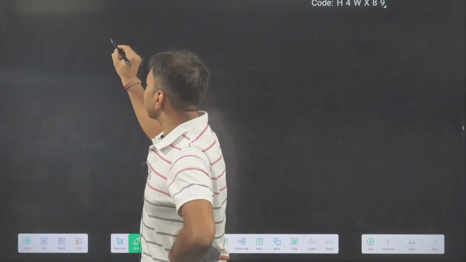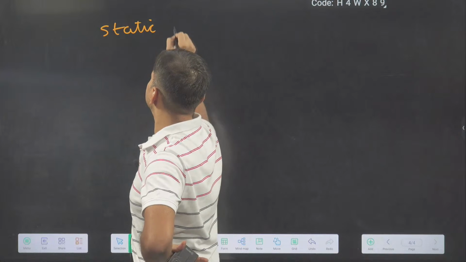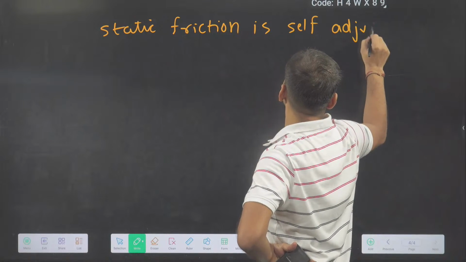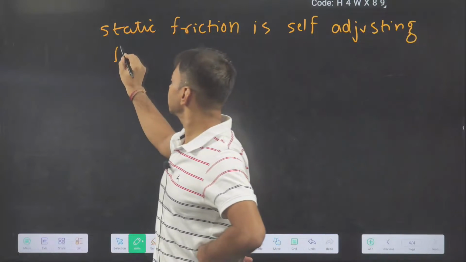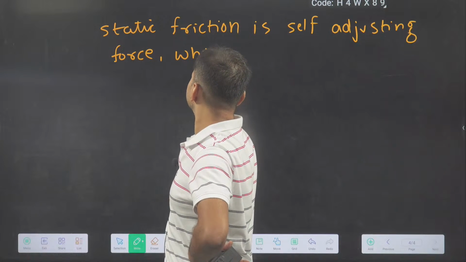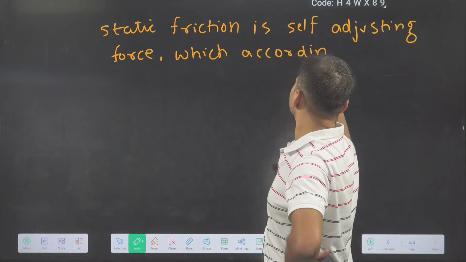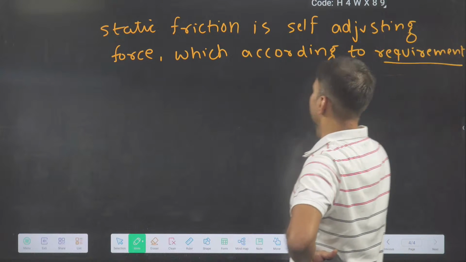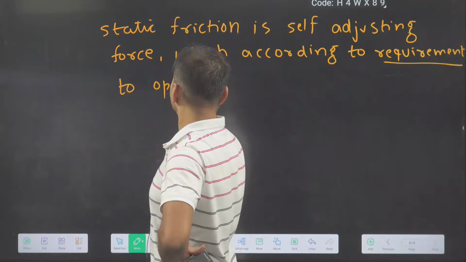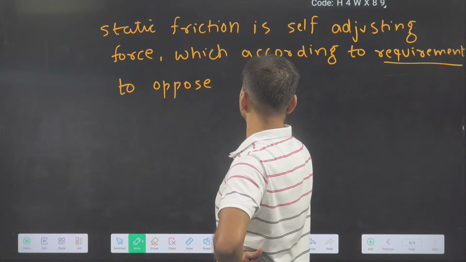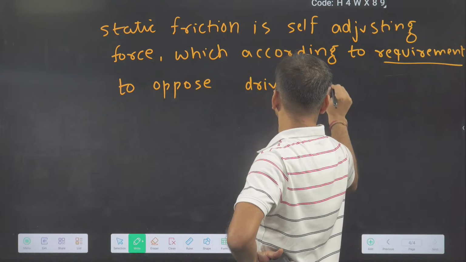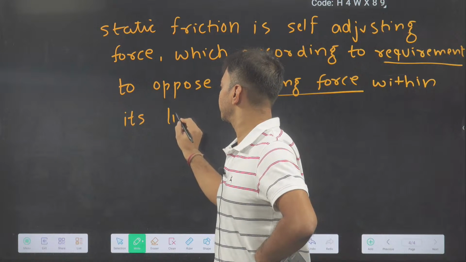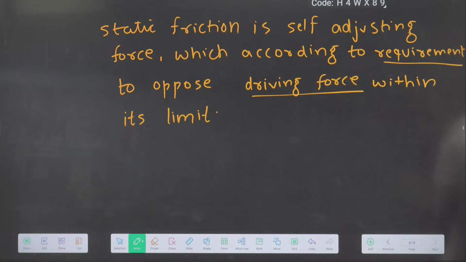See. Static friction is self-adjusting force. These you have to write. Static friction is self-adjusting force which acts according to requirement to oppose driving force within its limit. I will explain.